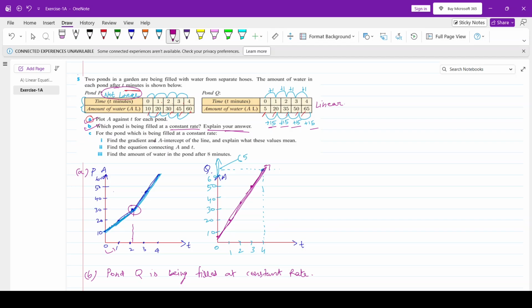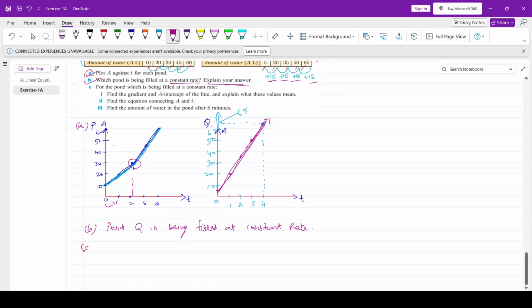Part C says for the pond which is being filled at a constant rate, that means it is talking about pond Q. Now find the gradient and A intercept of the line. Now we saw the terms X-intercept and Y-intercept. Where did this A intercept come from? It is calling this Y axis as A here. That's why instead of Y, the question is asking for A intercept. There is nothing new in this. So A intercept is where the line is cutting the A axis.